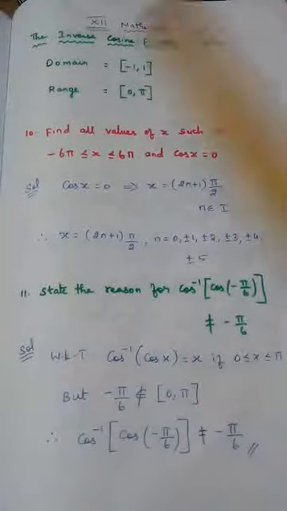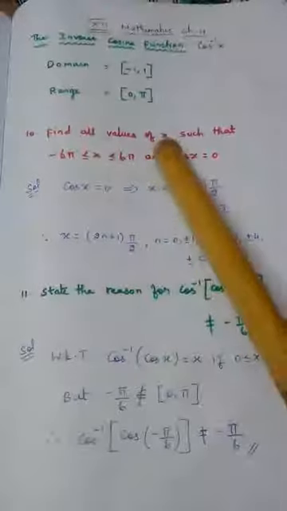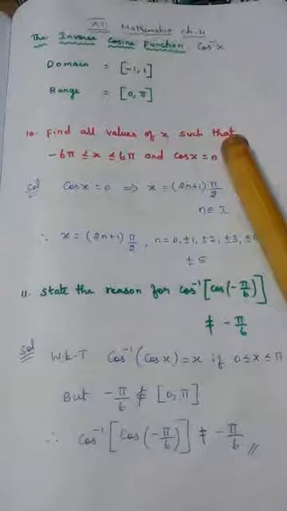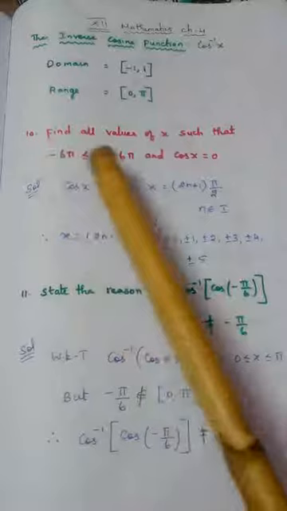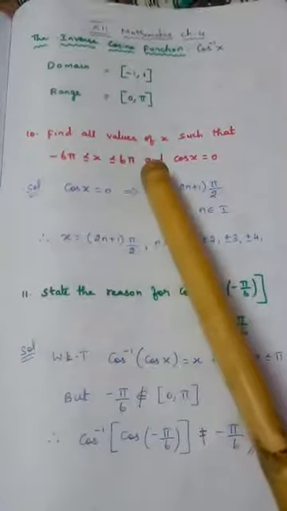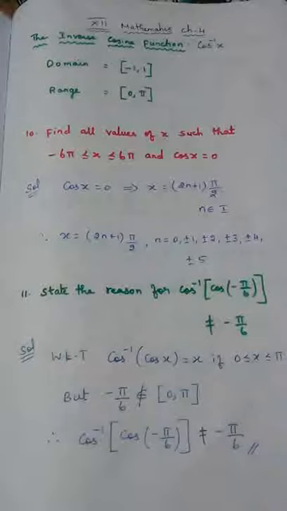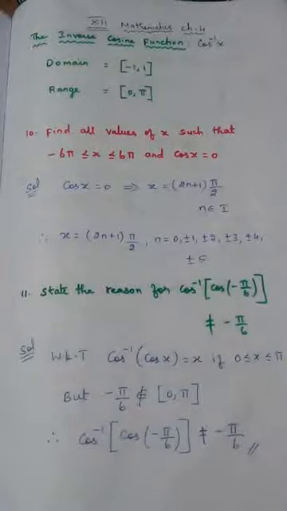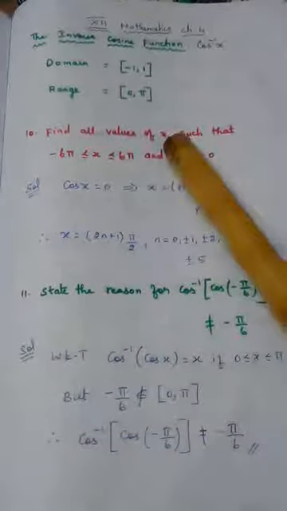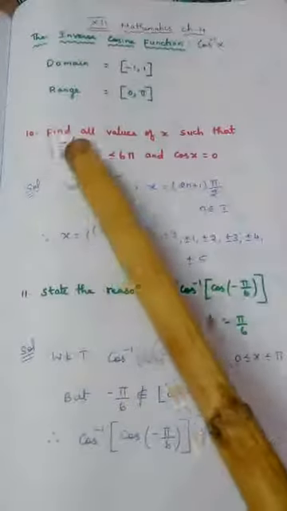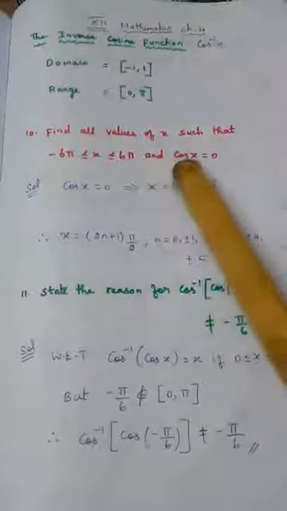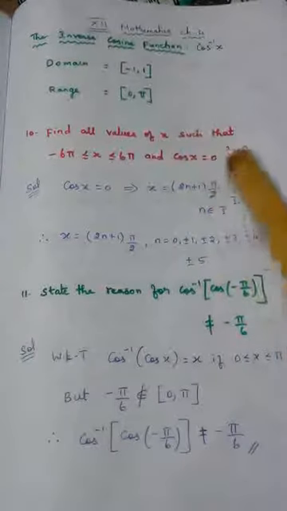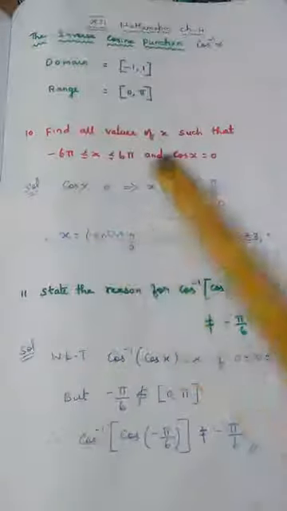Problem number 10. Find all values of x such that x lies within -6π to +6π and cos x equal to 0. So we have also seen the same kind of problem in the sin inverse x concept. Similarly, almost similar kind of problem when compared to sin inverse x. Find all the values of x, that x should lie between -6π to +6π, and also it should satisfy the condition cos x equal to 0. So first we will start with this condition.